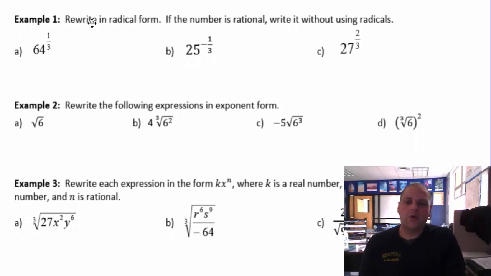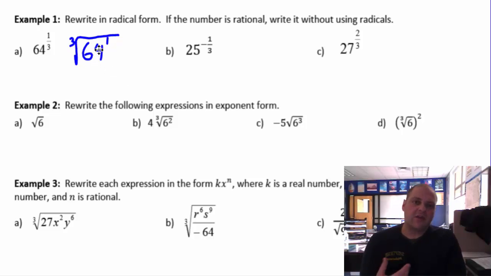Okay, so here we go. Rewrite in radical form. If the number is rational, write it without radicals if possible. Okay, so 64 to the 1/3. We just said the 1 is going to be the exponent. The 3 is going to be the root. So it's going to be 64 to the first, and then the cubic root. That 3 is the root number. Okay, so cubic root of 64.